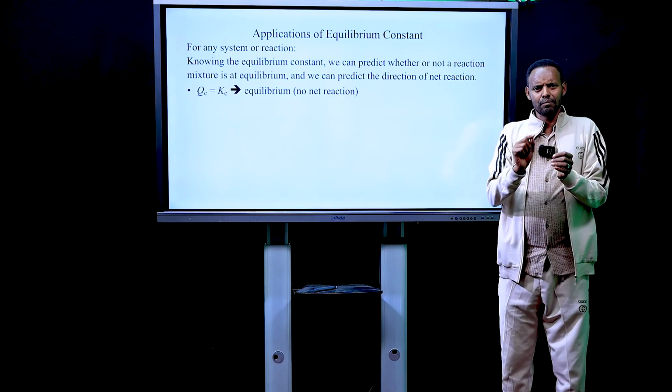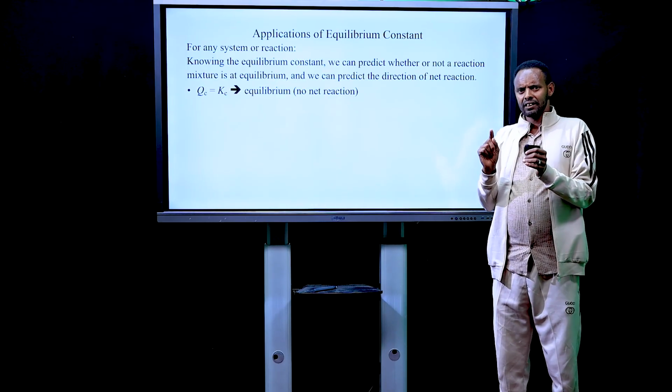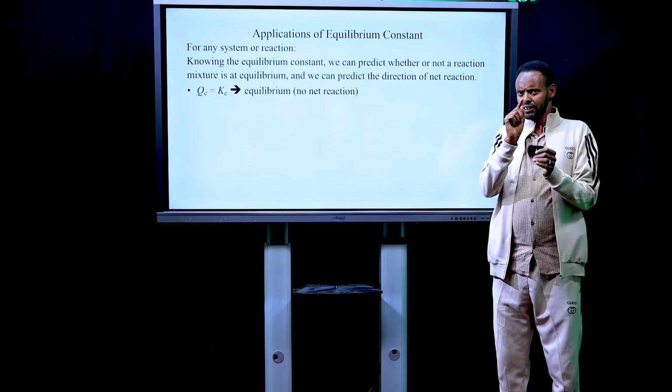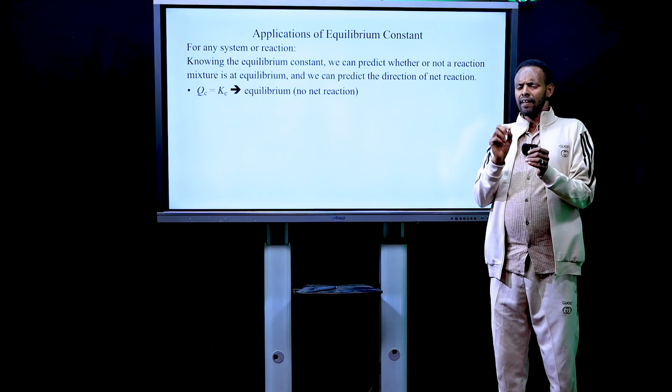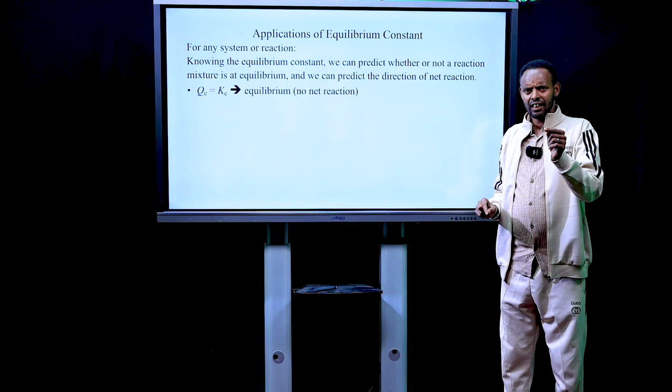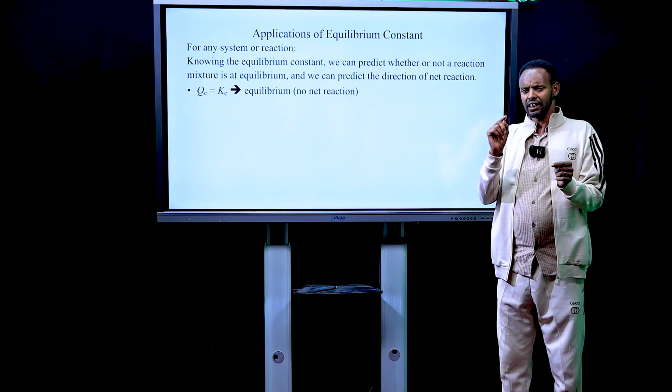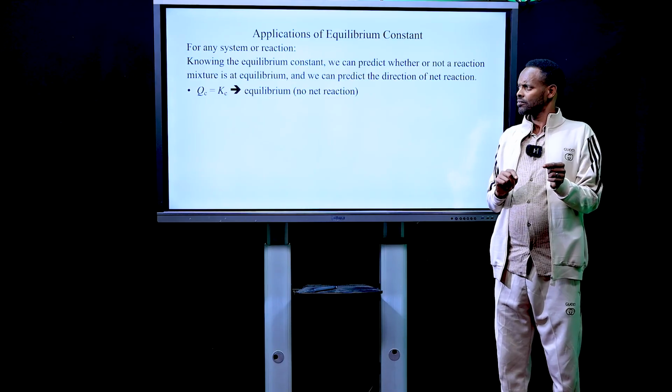Students, remember: when a given chemical reaction is at equilibrium, it means the net change in temperature, pressure and volume is zero. That means the rate of the forward reaction and the rate of the reverse reaction are the same. Then we say that the reaction is at equilibrium.